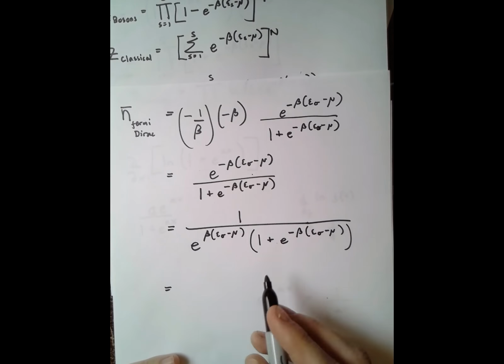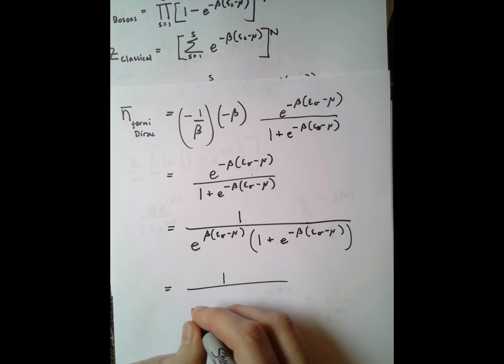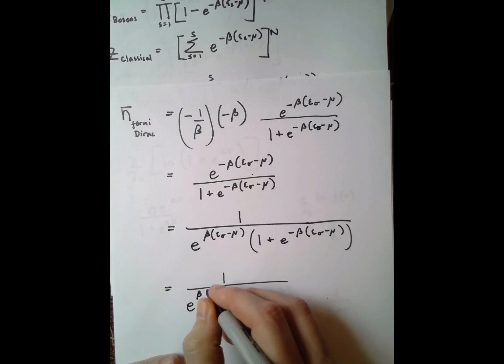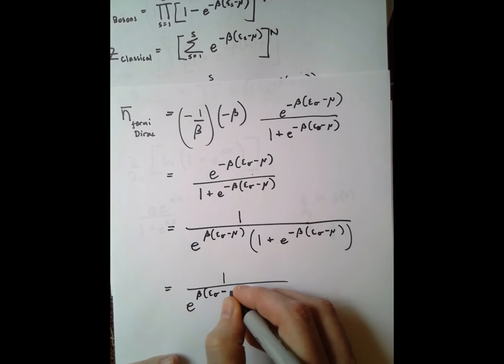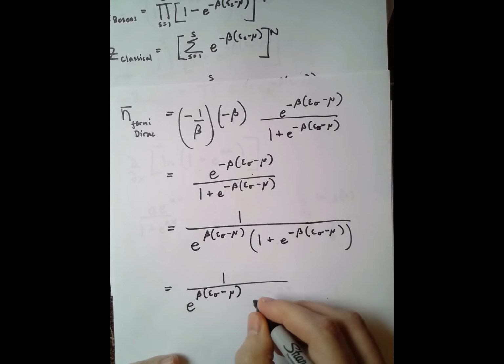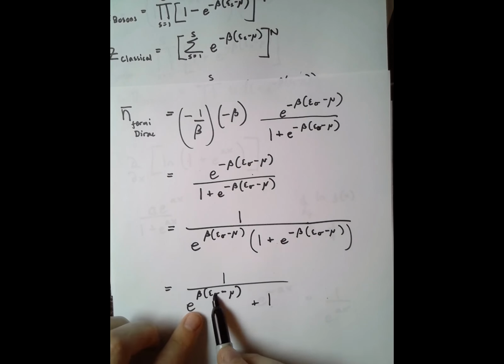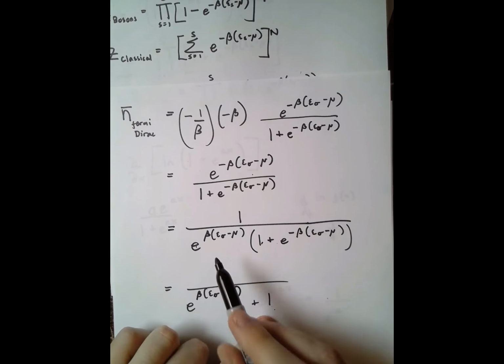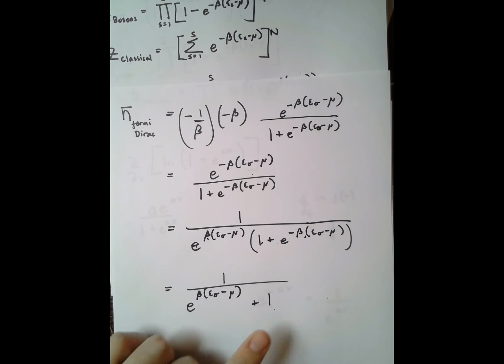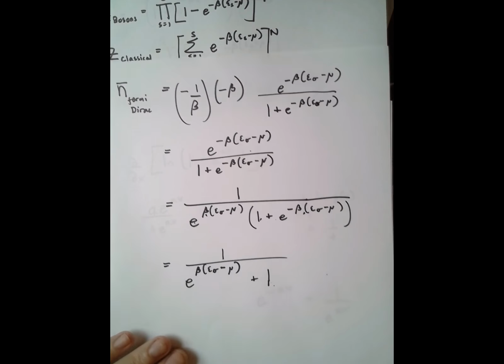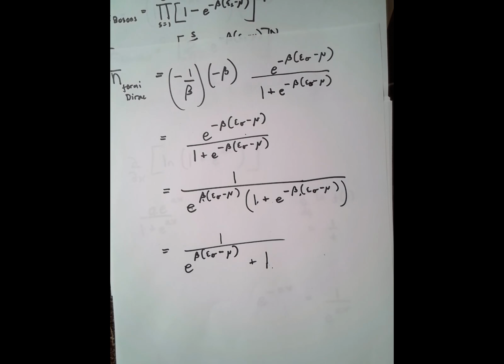And I can bring this inside the parentheses, and I get e to the beta epsilon sigma minus mu plus 1. So this is that times 1. The 1 I get from this times this. And this is my Fermi-Dirac distribution function.